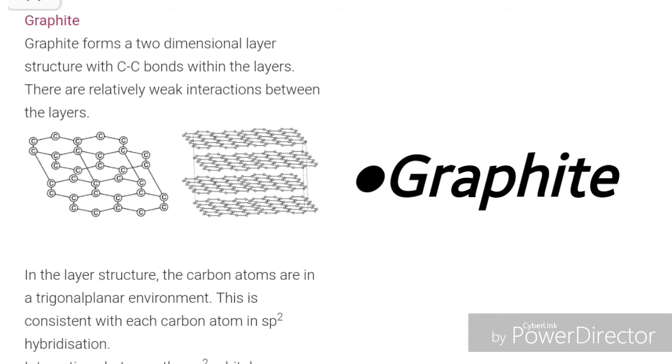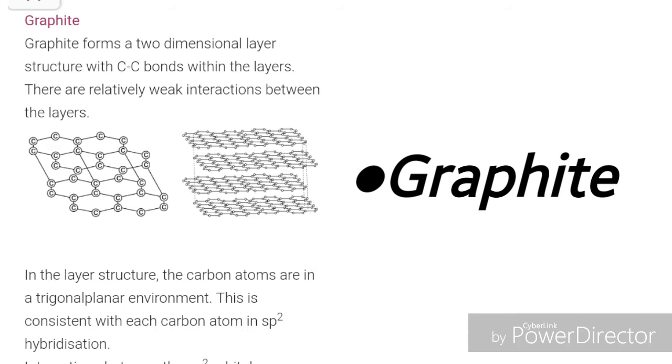Now let us learn about graphite. Graphite forms a two-dimensional layer structure with carbon-carbon bonds within the layers. There are relatively weak interactions between the layers. These are called London dispersion forces.